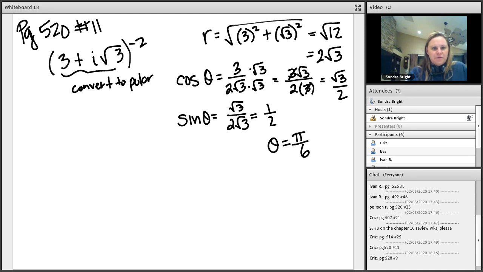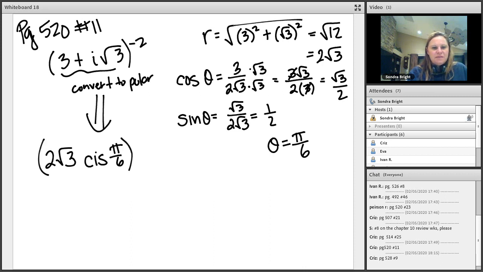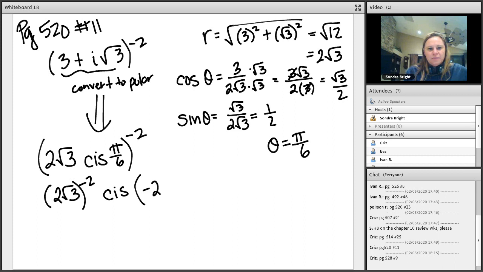All right, so converting it to polar means that this becomes 2 rad 3 is my r, cis pi over 6, and we're raising it to the power of negative 2. And de Moivre's theorem says you're going to take that r and raise it to the power, and then take the angle and multiply it.